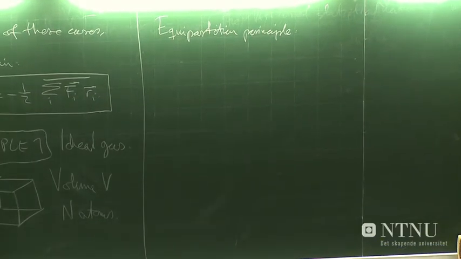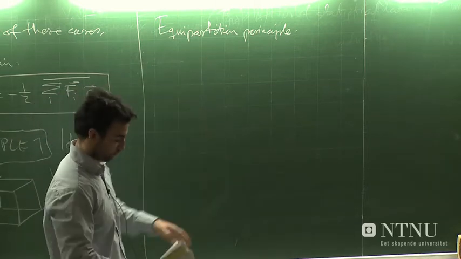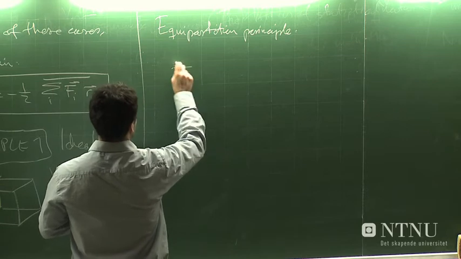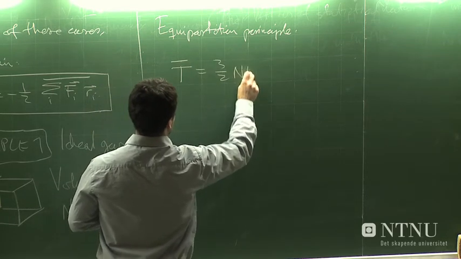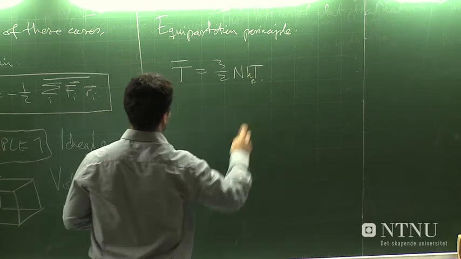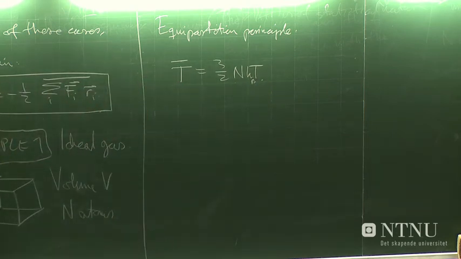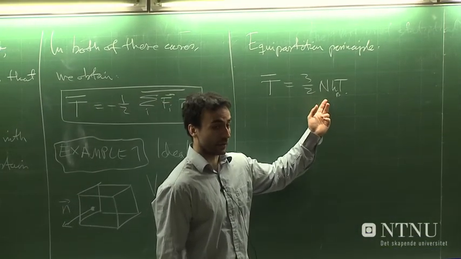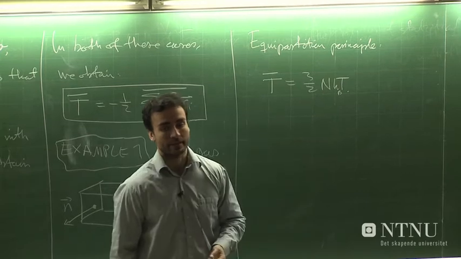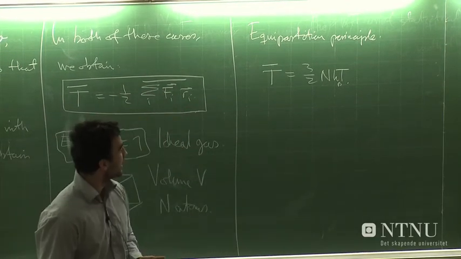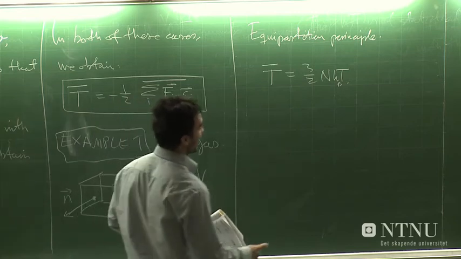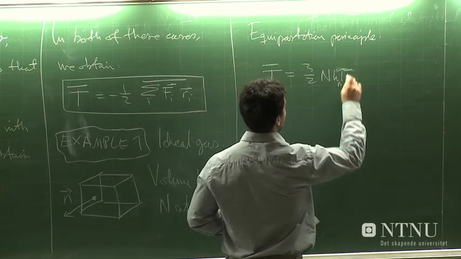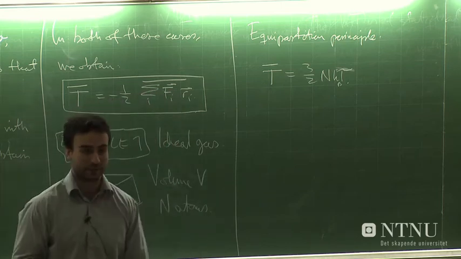How many of you have had thermodynamics? Okay. So you probably heard of the Equipartition Principle. The Equipartition Principle states that the average kinetic energy for the system has to be 3/2 times the number of atoms multiplied with k_B T, where k_B is Boltzmann's constant and T is temperature. And I realize now that T is a bad choice for a symbol, so let me call it curly T.